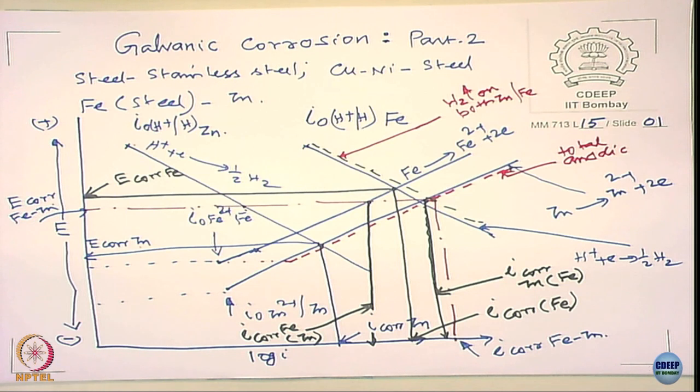Then look at it from the zinc point of view. Which kinetics of zinc is affecting the galvanic corrosion of zinc? Zinc has two kinetics, a couple of kinetics. One is hydrogen evolution on zinc, right? The other is zinc dissolution, zinc to zinc 2 plus, right? Two slopes: beta C for the hydrogen evolution on zinc, and beta A for the oxidation of zinc taking place. So the beta A of zinc is getting influenced more.